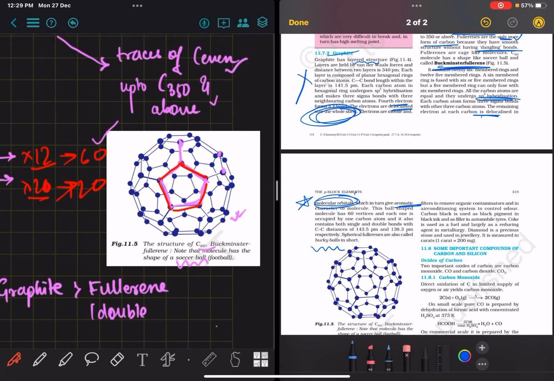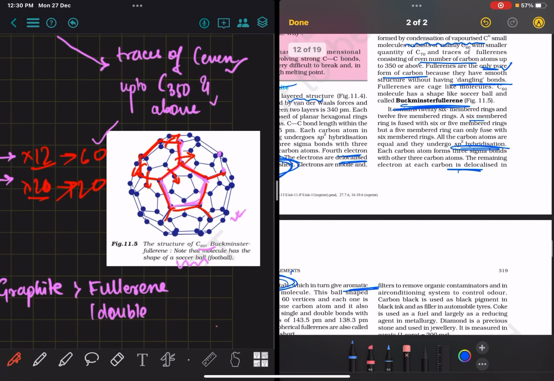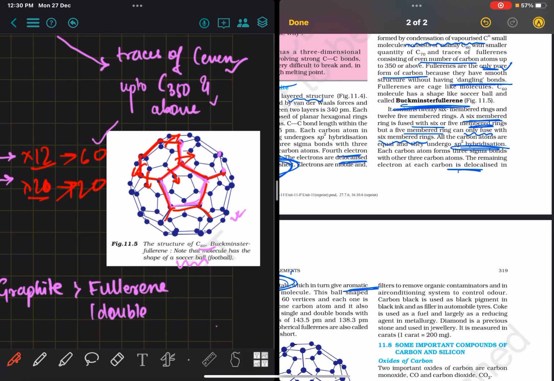Another point is that this is the 5-membered ring. It is only connected to 6-membered rings on all its sides. But if you take a 6-membered ring, for example this one, it has a 5-membered ring here, a 6-membered ring here, a 5-membered here, 6-membered here, 5-membered here. So a 6-membered ring can fuse with 6 or 5-membered rings, but a 5-membered ring can only fuse with 6-membered rings. That's a point in the NCERT, and it gets clearer when you see the diagram.